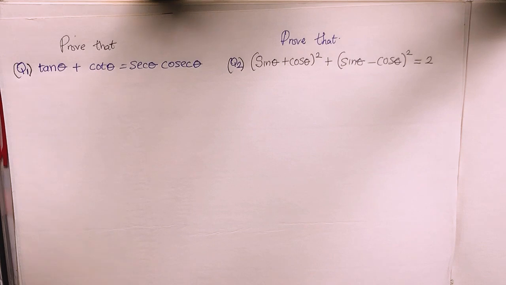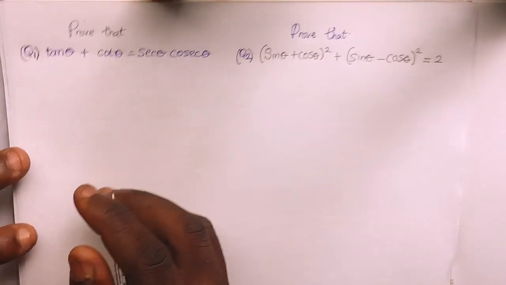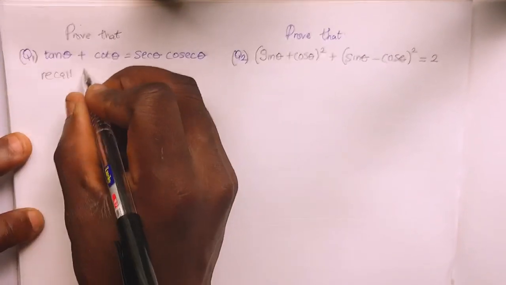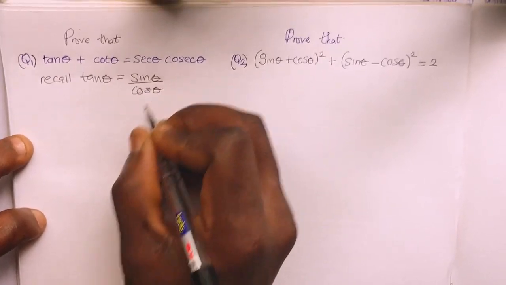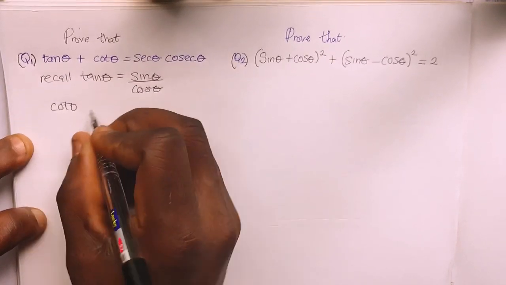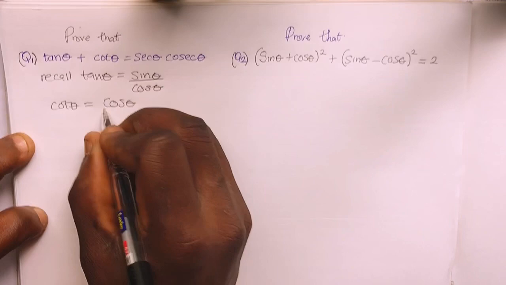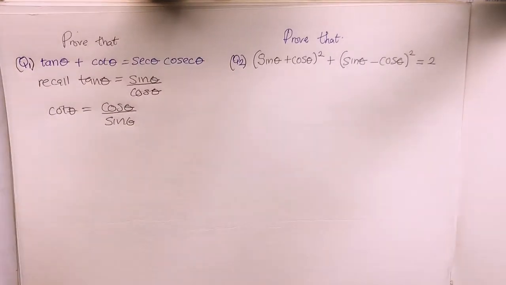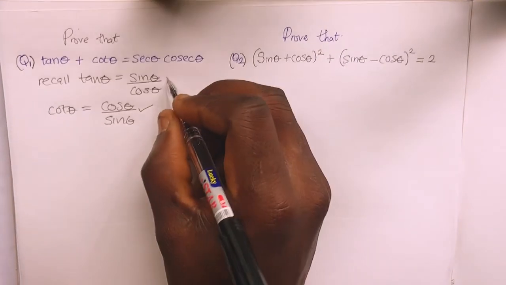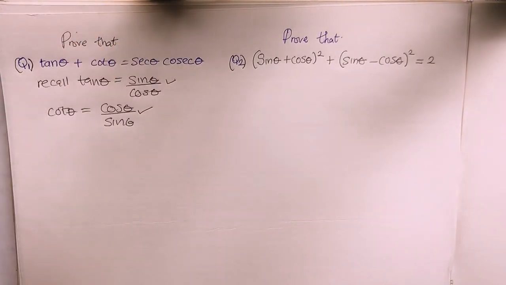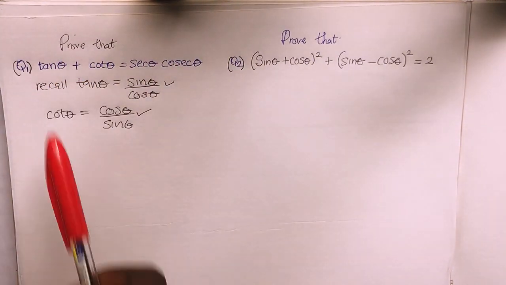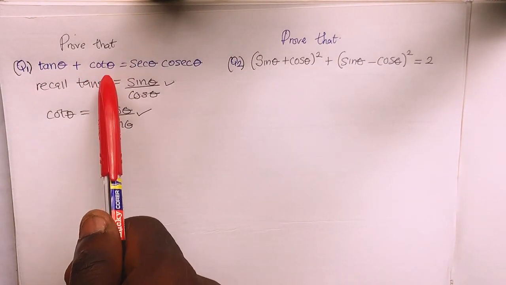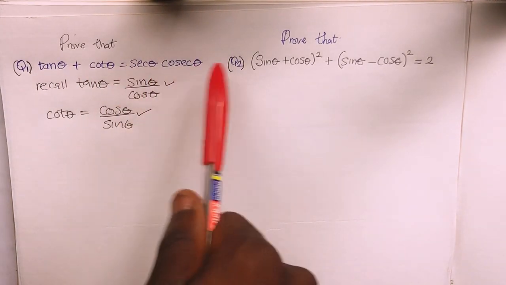Now looking at this, I have my tan theta plus cot theta equals to sec theta cosec theta. For my basic identity, I can recall that my tan theta is the same as writing sin theta over cos theta, right? And also my cot theta is similarly cos theta over sin theta. Then substituting these values into the left hand side of the equation, because you can prove from this side. Since the question says prove that this is equal to this, that means tan theta plus cot theta, the identity is sec theta cosec theta.